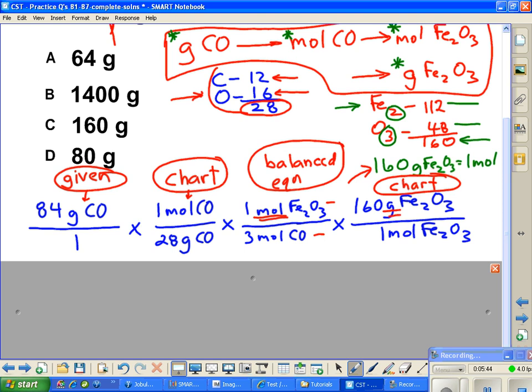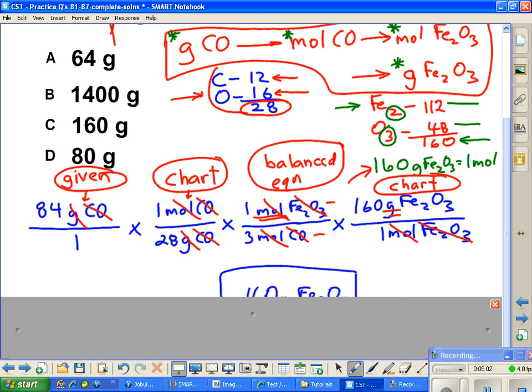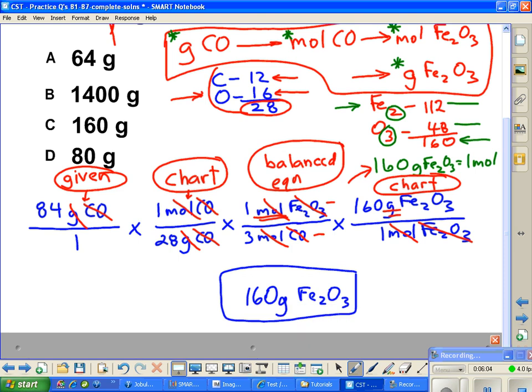And let's go ahead and do a quick cross out. Grams of carbon monoxide cross out. Moles of carbon monoxide cross out. Moles of iron 3 oxide are going to cancel out. And we're going to be left with grams. And the number that will go with that, after you run all of this calculation, comes out to a pretty nice even number of 160, and that's why C is the correct answer.